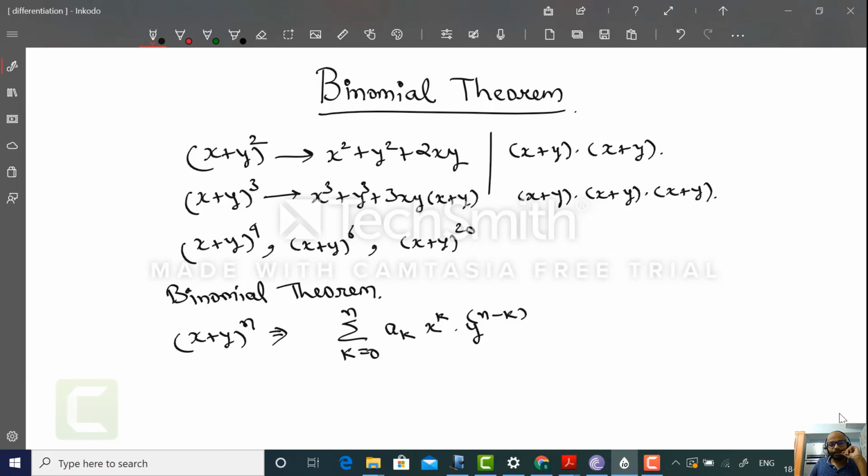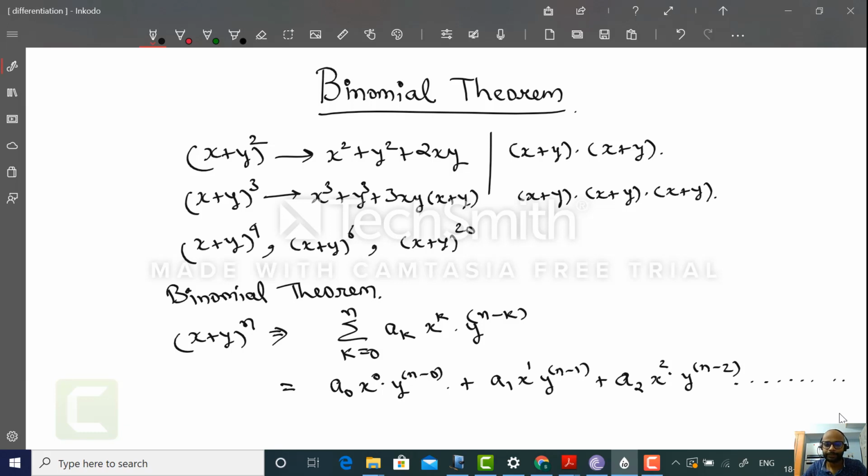Okay, I know this hasn't made your life easier, so I'll just expand this a little bit. So, for example, the zeroth term would be a0 x to the power of 0 into y to the power of n minus 0. The first term would be a1 x to the power of 1 y to the power of n minus 1. The second term would be a2 x to the power of 2 y to the power of n minus 2, and this will go on like this.